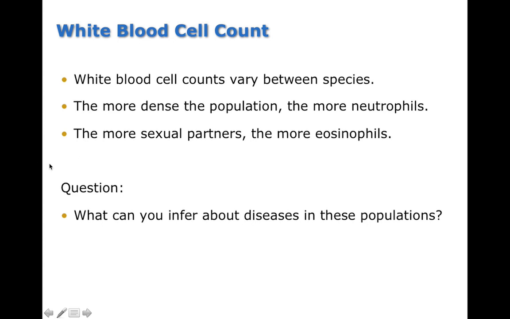And so just because someone has more neutrophils doesn't mean they have a cancer of the neutrophil stem cell line. In fact, what you find then is kind of interesting is that for people who live in dense populations, they have more neutrophils. And for people who've had more sexual partners over their lifetime, they have more eosinophils. And you might wonder, why is this? So what can we infer about these populations?